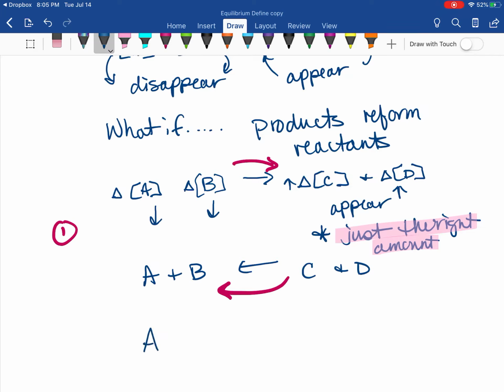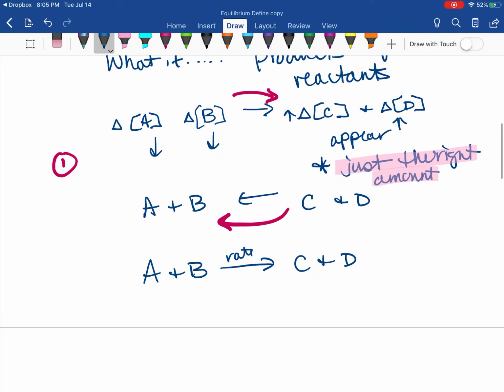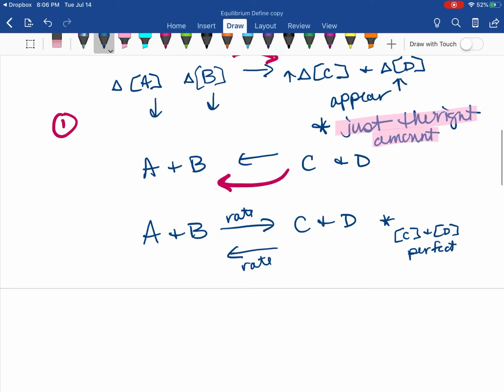And then now let's get just a little bit sassier. What if that rate of A to B happens at some rate, and we form C and D, and then holy cow, we hit just the perfect concentration of C and D, and now our reaction starts to go backwards, and we start to make A and B. Okay, now wait for it. This will happen at some rate. Okay, let's get deep, and then we're going to get practical.